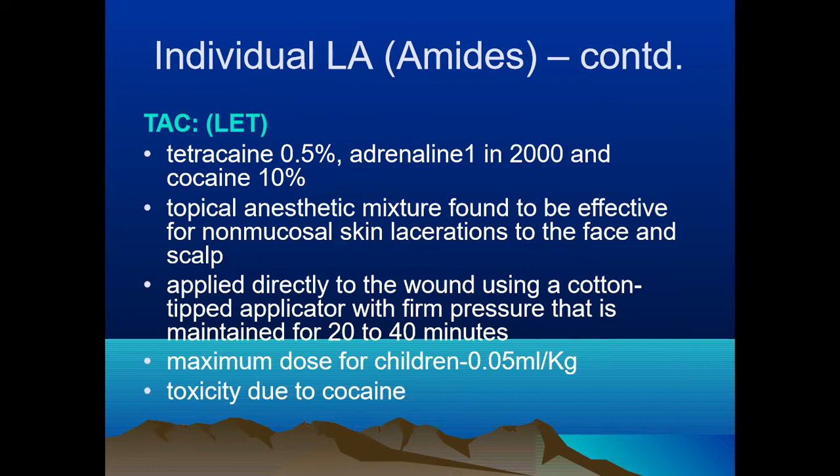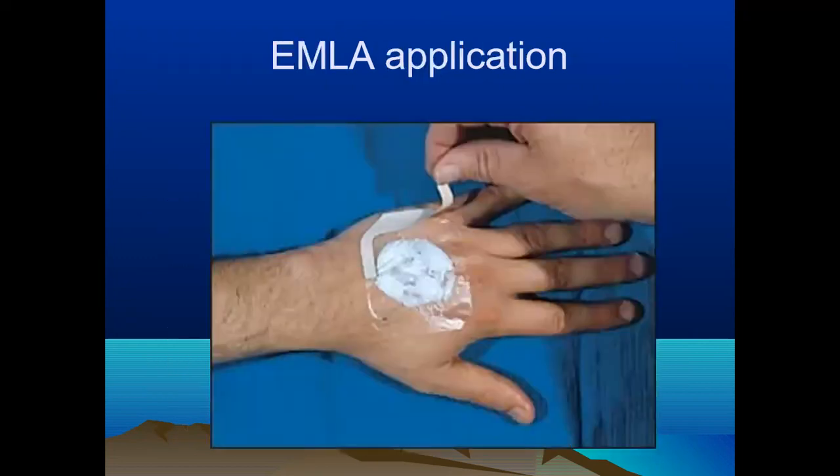There are other ones, we call them like tetracaine, adrenaline 0.5% in a dilution of 1 to 2,000, and cocaine of 10%. Topical anesthesia was found to be effective for non-musculoskeletal lacerations to the face and scalp. Basically, it is applied directly to the wound using a cotton-tipped applicator with palm pressure maintained for 20 to 40 minutes. The maximum dose for children is 0.05 ml per kg, and toxicity is due to cocaine. That is an example of applications on the skin.